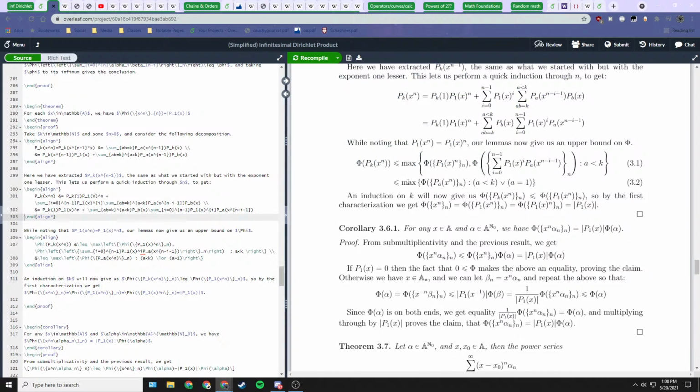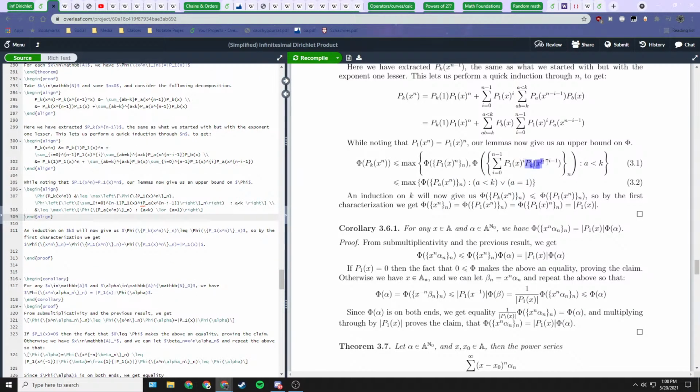So here we have the phi value of p sub a of x power n, and that's all of these terms, so the maximum of whatever these are. And we also have here, we're saying any a less than k or a equals 1. The reason that we're doing a equals 1 is because of this term and this term. So here we have this projection index equaling 1. And we're able to pull this exponent, this n, inside this first projection because our p1 function is multiplicative. So we just have p1 of x power n equaling p1 of x to the power of n on the outside. Because these two things are equal, we can just pull it in.